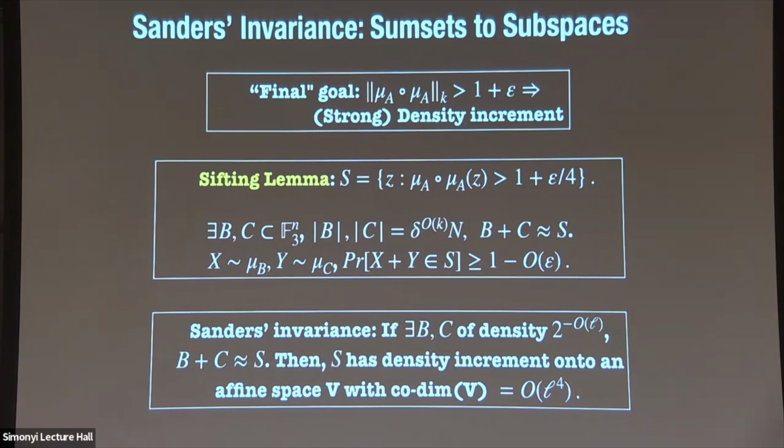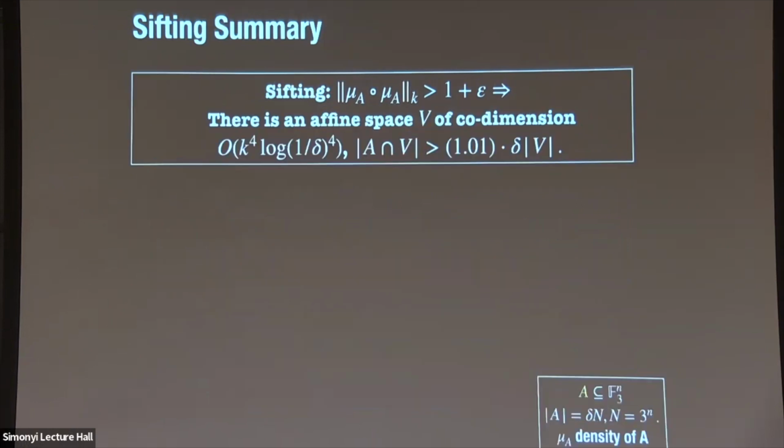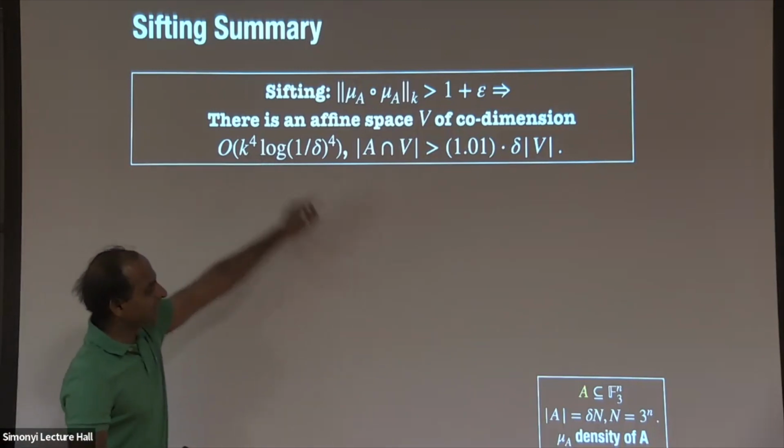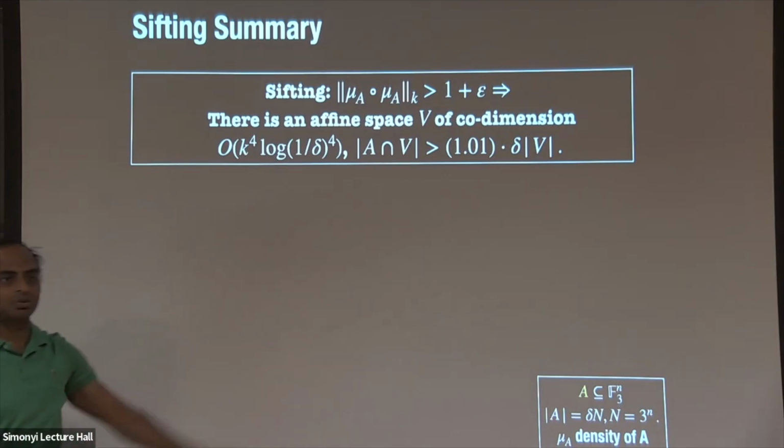Okay, so if we combine these two things, the sifting lemma along with Sanders's result, you get that if your K norm is at least 1.01, then you get density increment onto an affine space, a constant factor increment, of codimension K to the 4 log to the 1 over delta. And delta here is again the density that you started out with.